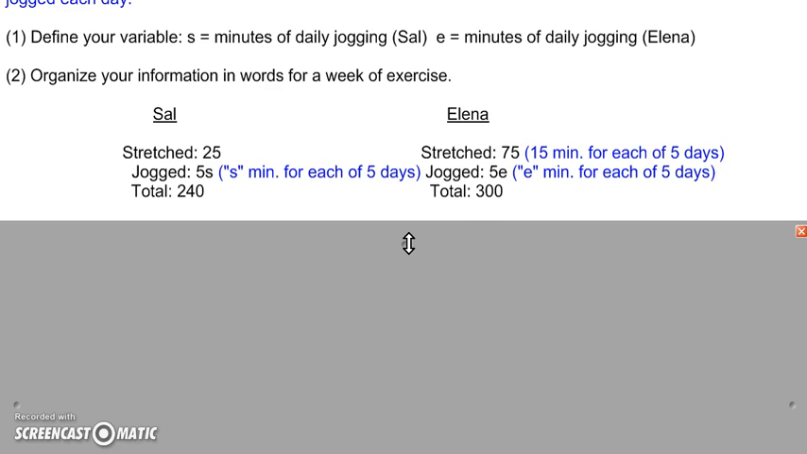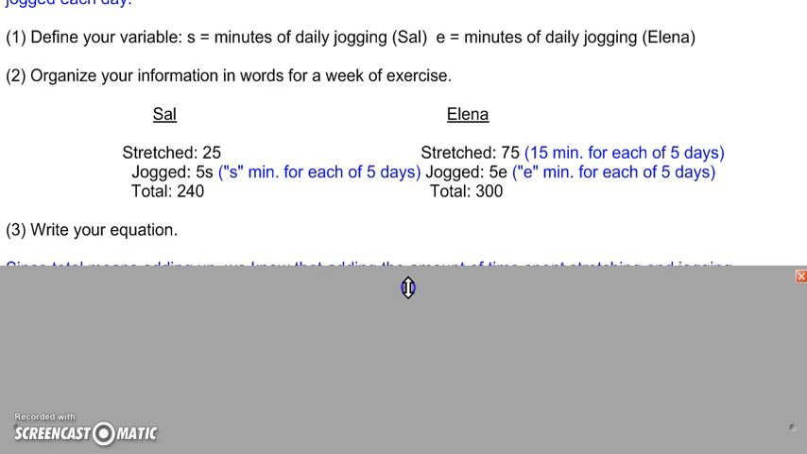Versus Elena stretched 75 minutes. Notice that in the question it says 15 minutes for each of 5 days. So altogether that's 75 minutes. And then she jogged for E number of minutes each of 5 days. So we would say that she jogged 5 times E, or 5E. And her total amount of exercise between stretching and jogging was 300 minutes.